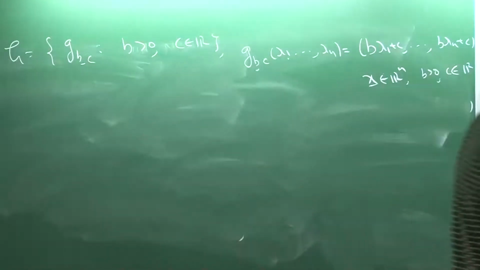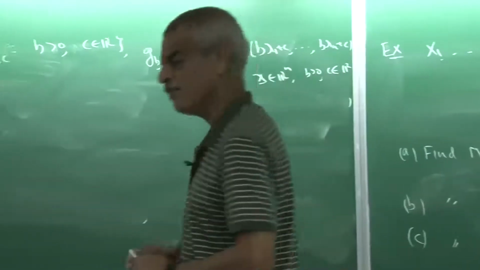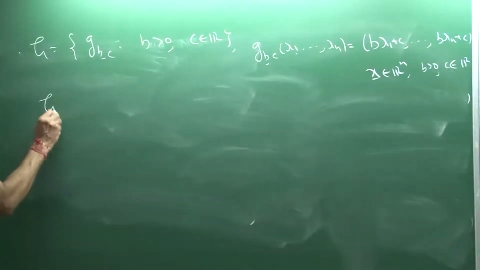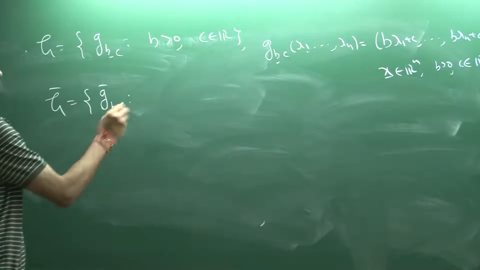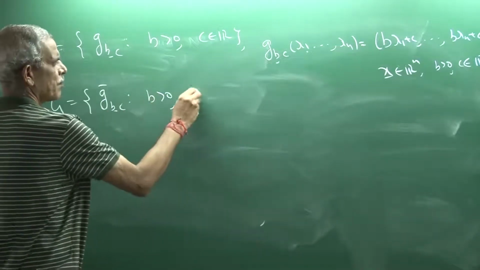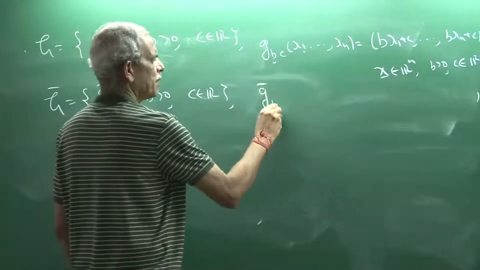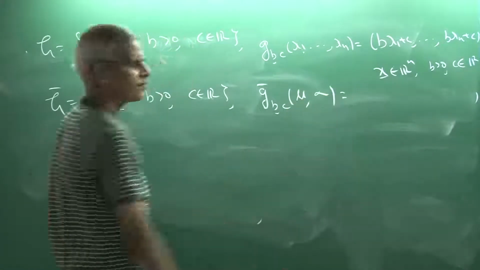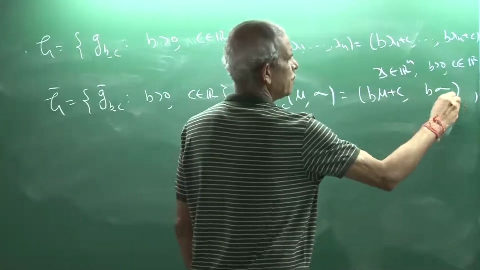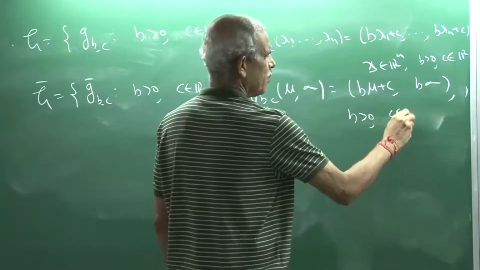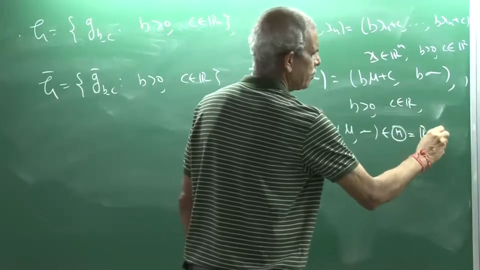Now we have seen that this class of probability distributions is invariant under this affine group of transformations, with the induced group of transformations on the parameter space as G bar. And g bar_{b,c}(mu, sigma) is (b mu + c, b sigma), where b is positive and c belongs to R, and (mu, sigma) belongs to the parameter space, which is R cross (0, infinity).